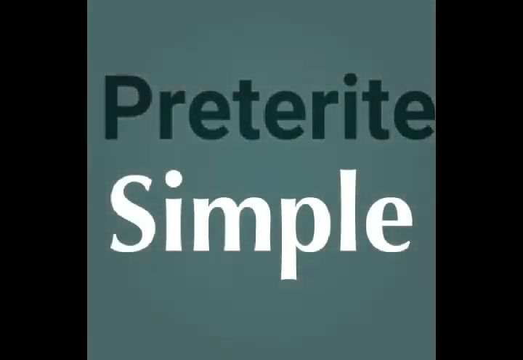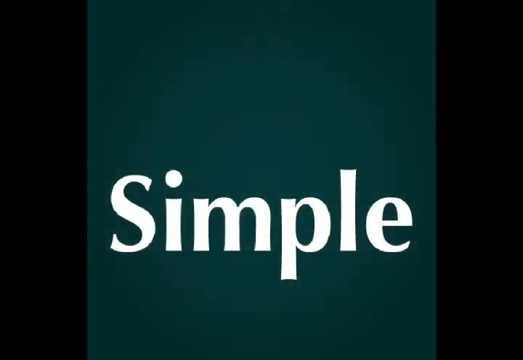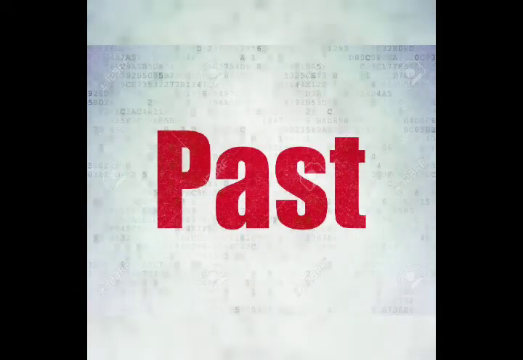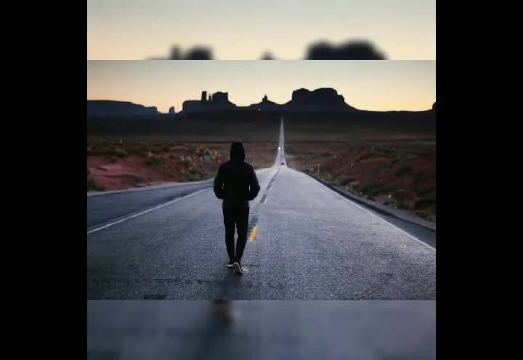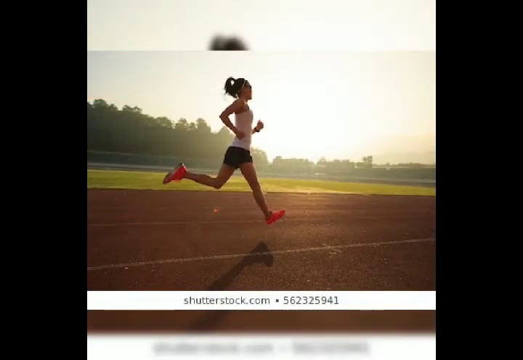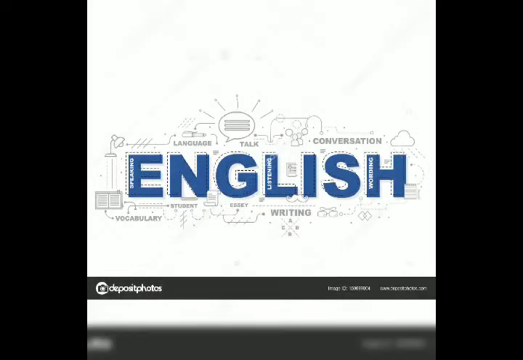The preterite tense is also known as the simple past tense in Spanish because it expresses a past completed action. For example, what one did. I walked. He talked. She ran. They sang. So, the preterite tense is equivalent to the ed endings in English.